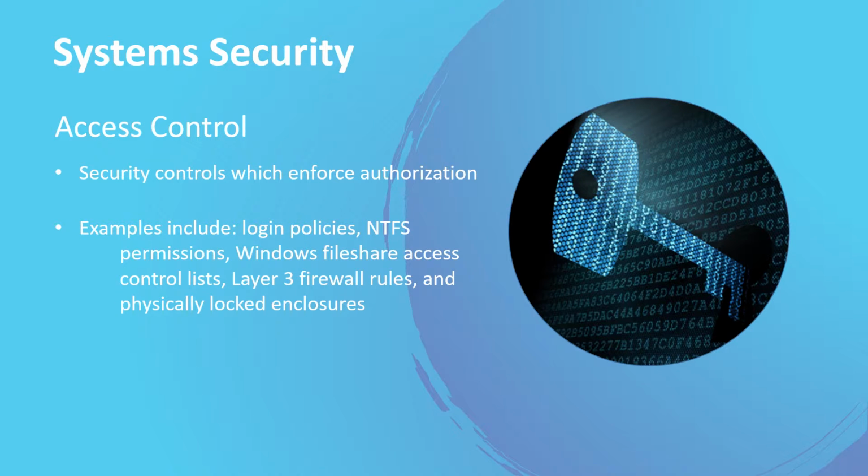Access controls are the mechanisms that enforce the authorization model and prevent users from obtaining access to a resource to which they are unauthorized. Access controls in use at the summit include user login policies, NTFS permissions, Windows File Share Access Control Lists, Layer 3 rules on the hardware firewall and on the server operating system firewall, and the physically locked enclosures that protect the network equipment and server.